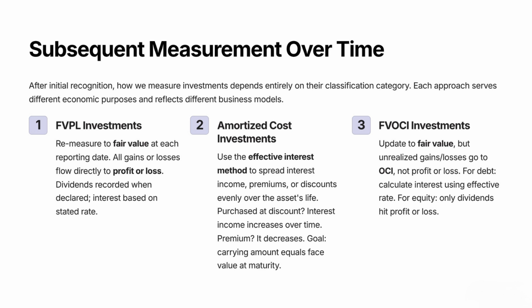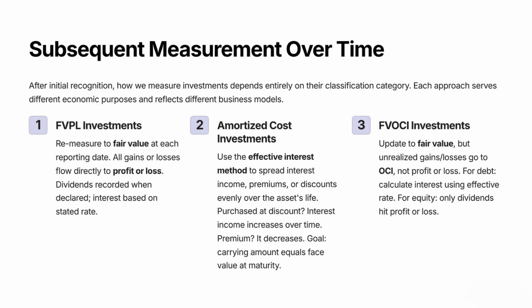Subsequent measurement depends entirely on the category. Let's go through each one briefly. For fair value profit and loss investments, at each reporting date, you remeasure the investment to fair value, and all gains or losses go directly to profit or loss. Dividends are recorded when declared, and interest is based on the stated rate.